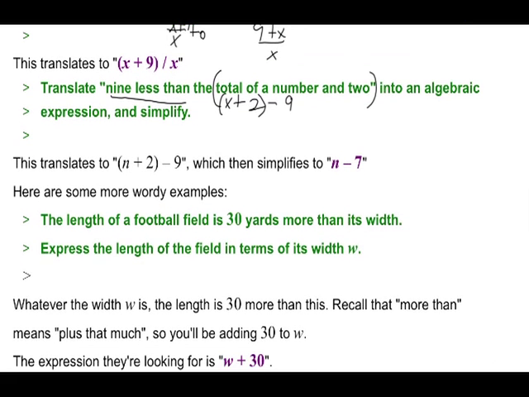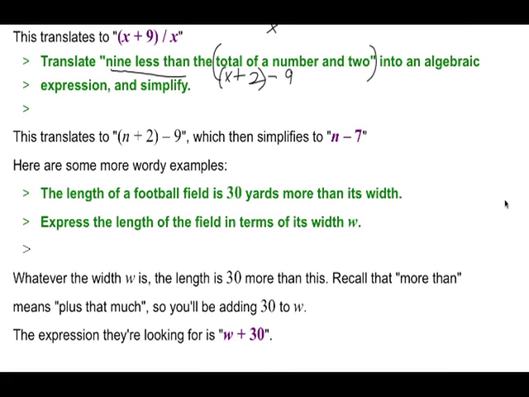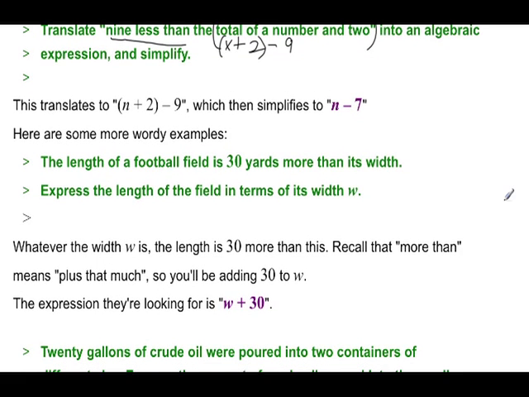Okay, next one. Here are some wordy examples. The length of a football field is 30 yards more than its width. So here I have a football field. The length is 30 yards more than its width. Express the length of the field in terms of its width, w. So they're telling us what the width is, w. Well, in this case, what they're saying is the width is right here, because we know it's going to be longer this way. So the length is 30 yards more than that.